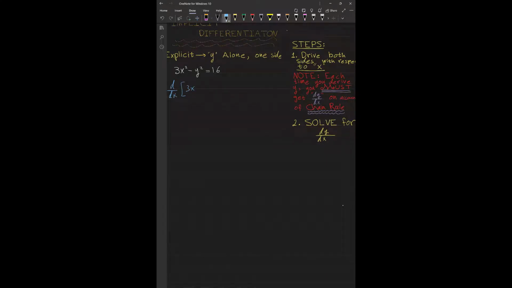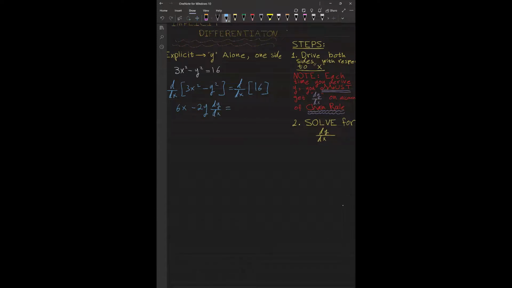3x squared minus y squared equals 16. Remember, do it for both sides. The derivative of 16. Now let's take the derivative of 3x squared. Multiply, subtract: 3 times 2x, subtract 1 from 2, that gives you 1. Minus, multiply, subtract. And remember, each time I take the derivative of y, I get dy/dx on account of the chain rule. So let's just write dy/dx.